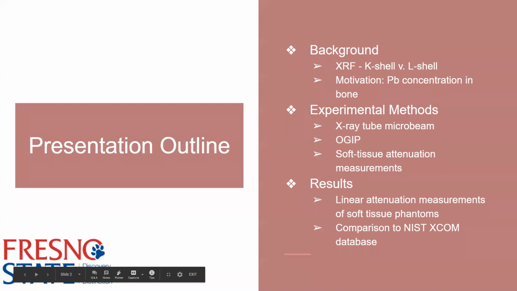So here's a quick outline of what I'm going to talk about today. I'll give you a healthy background on what XRF is and why we want to use that to measure lead concentration in bone. Then I'll discuss how we use an X-ray tube microbeam in this OGIP geometry to measure those lead concentrations. We'll also talk about how we do these soft tissue linear attenuation measurements of our phantoms. We'll give you the results of those linear attenuation measurements and compare them to the NIST XCOM database, which is essentially the gold standard for these measurements.